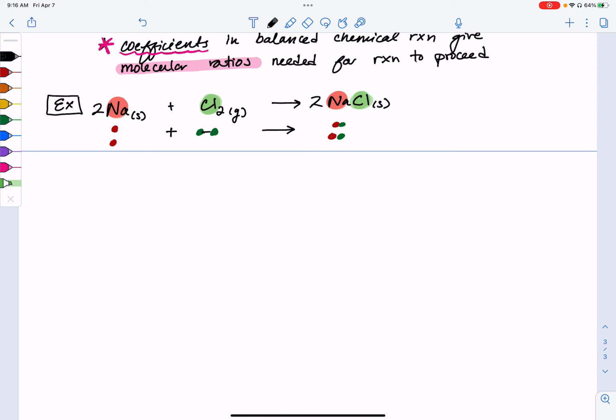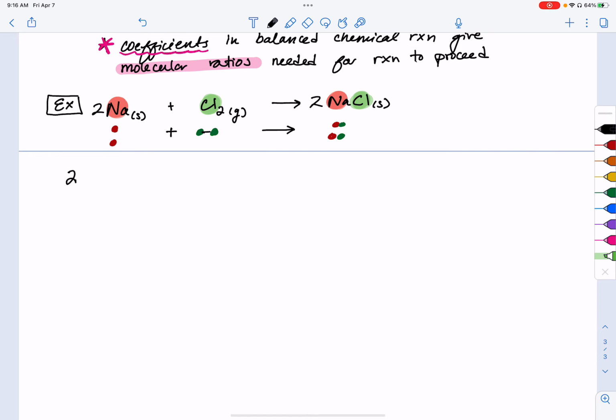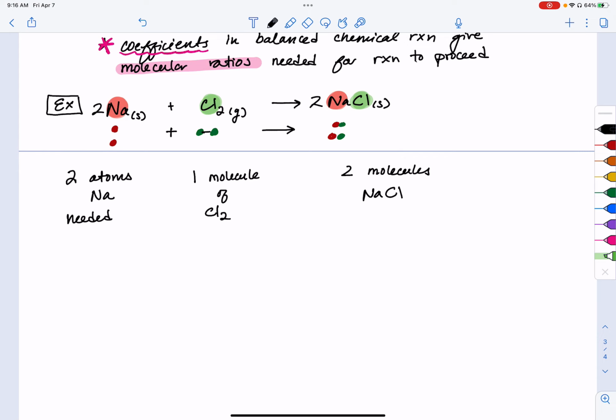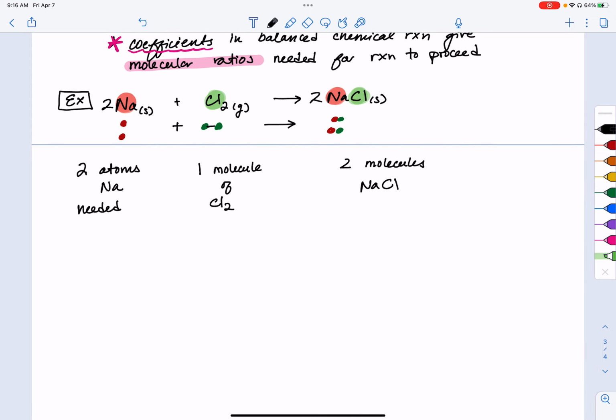So let's put this into language if this little diagram color coding system isn't helpful for you. 2 atoms of sodium are needed to react with 1 molecule of chlorine gas to form 2 molecules of sodium chloride. So just kind of a review of what these balancing results or coefficients mean.